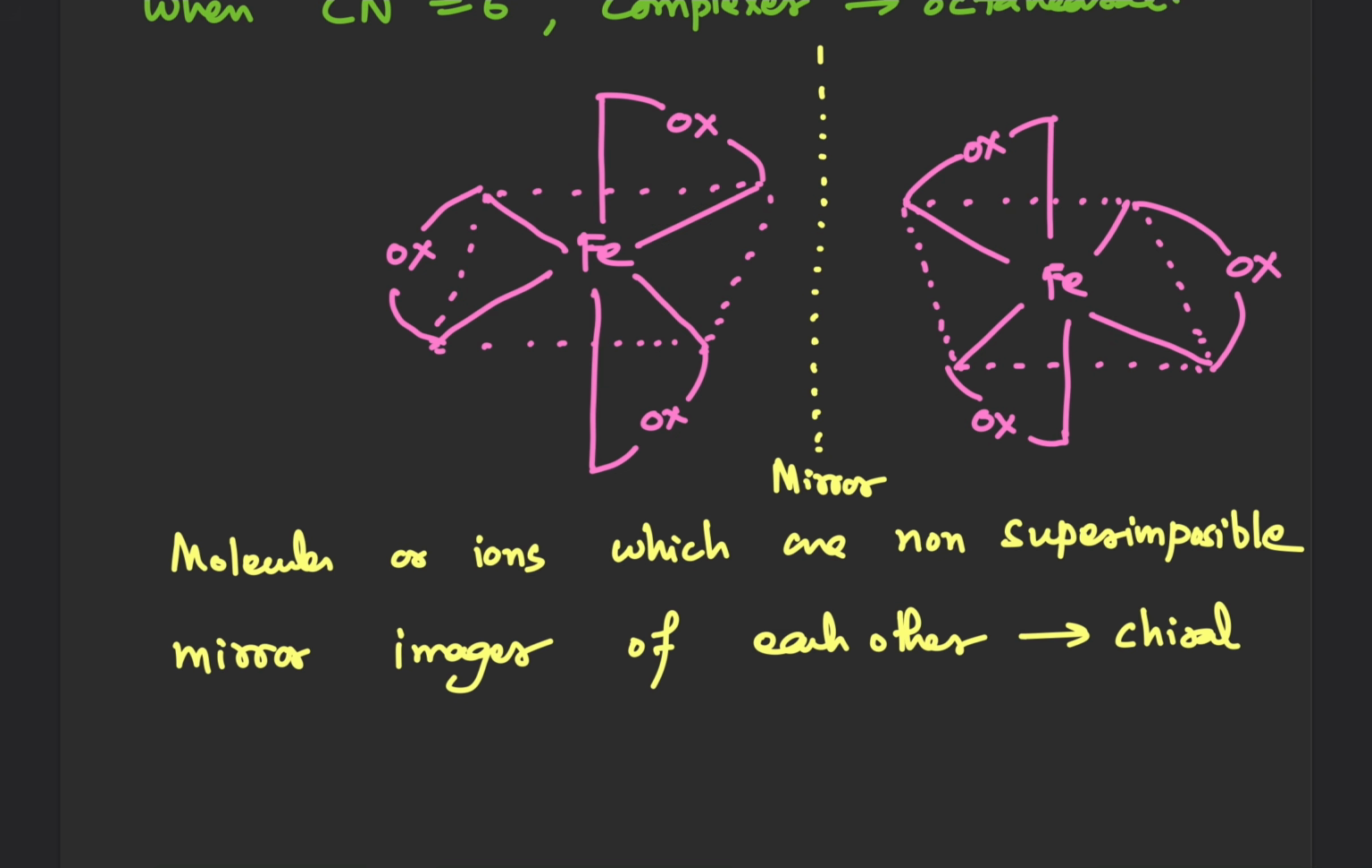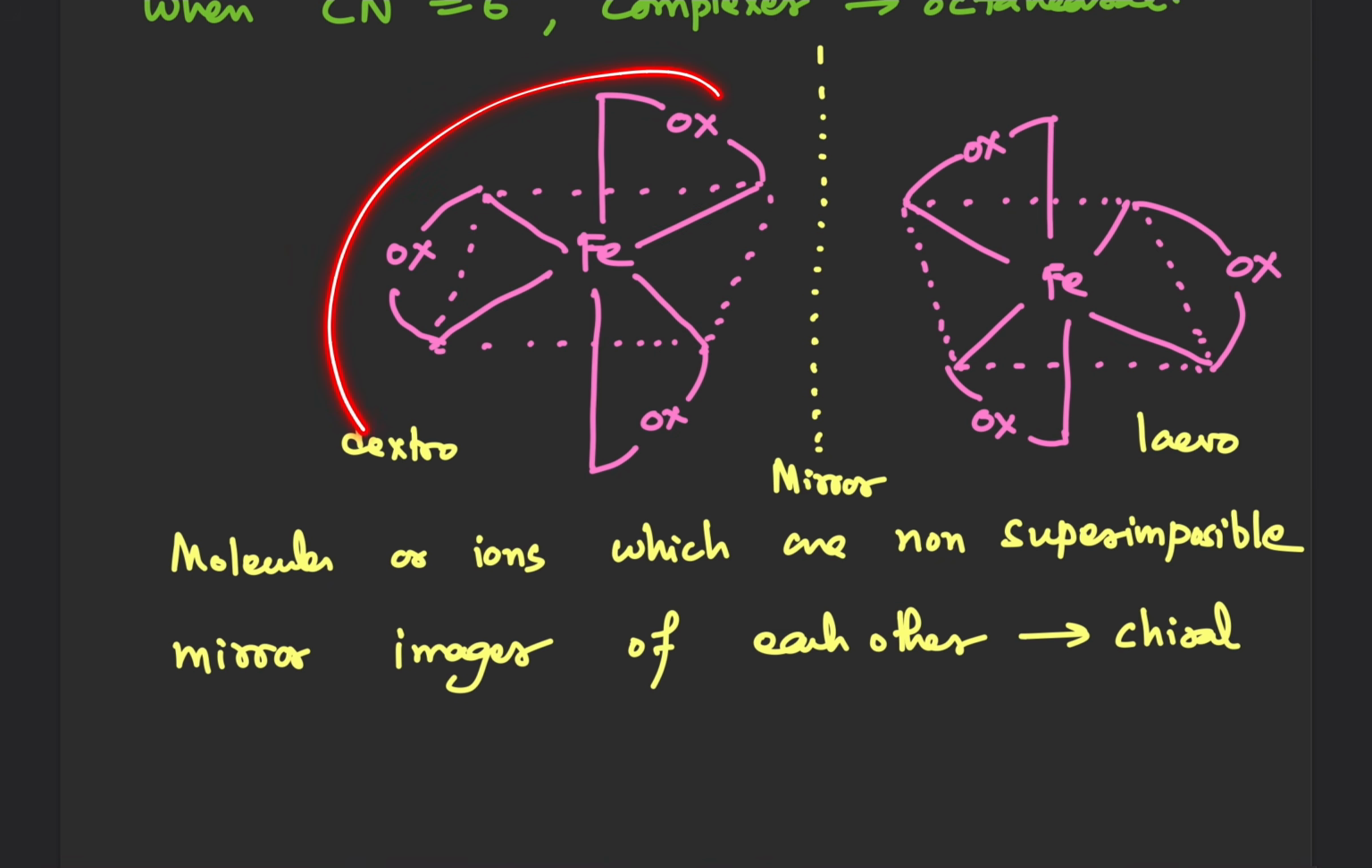Okay. So this is the dextro form. It has to be determined experimentally, but let's assume that this is the dextro form. So this will be the levo form. Clearly the dextro form and the levo form are non-superimposable mirror images of each other.